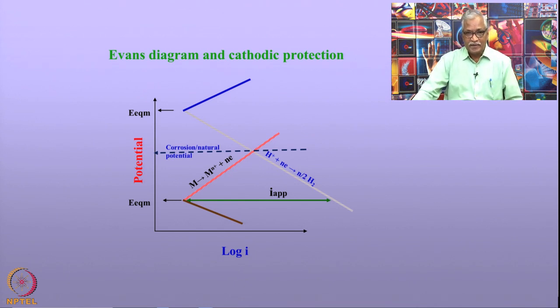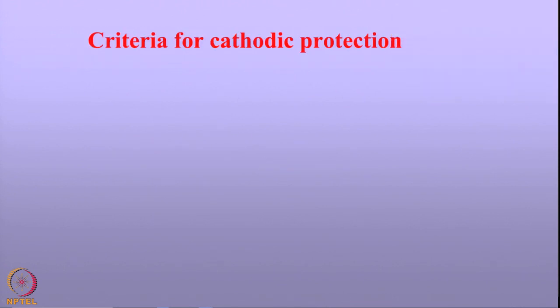So, from the engineering point of view, we are not looking at totally immunizing the metal from corrosion. You want to bring down the corrosion rate to an extent that you have a desired life for the structures. And so, there are different criteria which describe the adequacy of cathodic protection of the metals. We shall see one after another what are the criteria for cathodic protection.